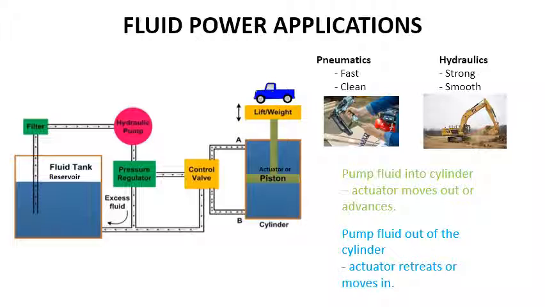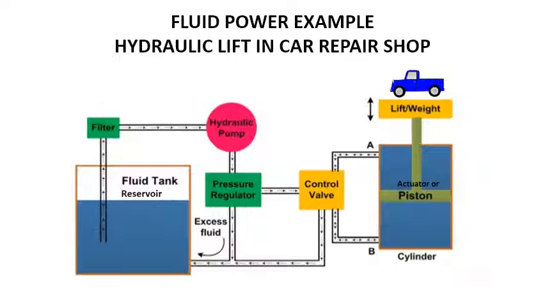If the fluid turns out to be a gas, then we call it pneumatics. Pneumatics tend to be really fast and clean. Here's a nail gun that's tethered from an air compressor. That's a good example of a pneumatic system. Then we also have hydraulic systems. That's when the fluid is a liquid. Hydraulics are very strong and very smooth. And right here we show an example of a track hoe. Here's an example of a fluid power system that you might see working at a car repair shop.